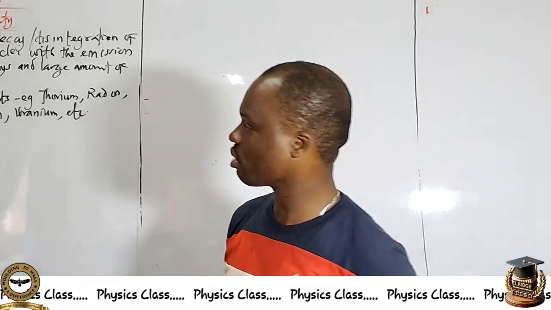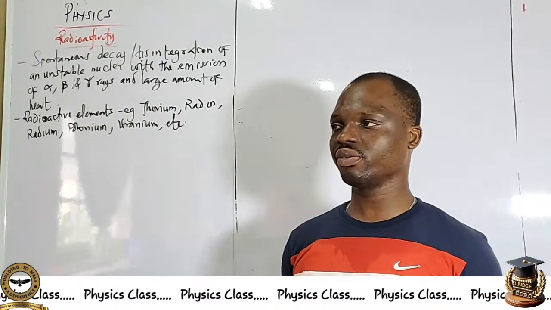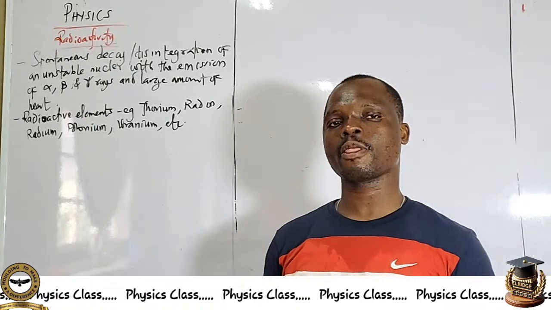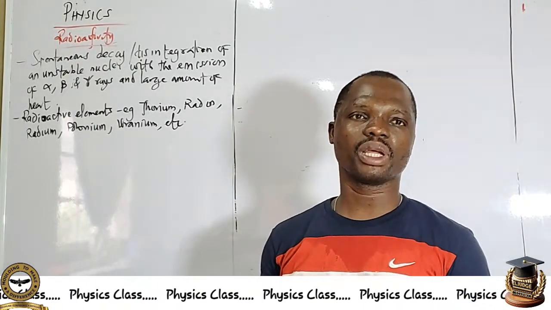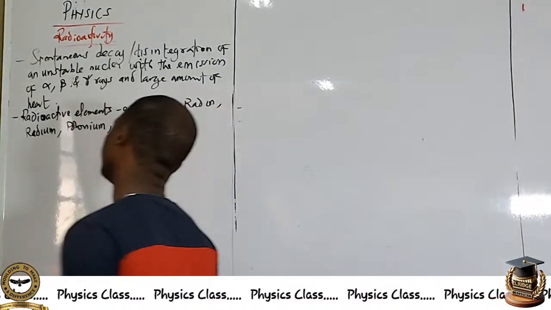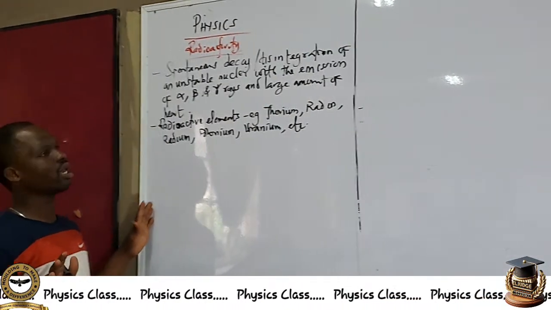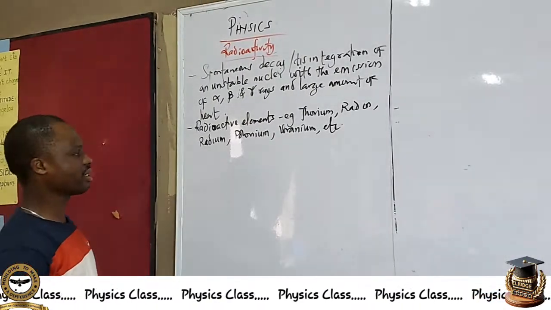So let's look at the types of radiation. We have three types of radiation that we see in radioactivity: alpha particles, beta particles, and gamma rays. Let's look at their interaction with magnetic and electric fields.